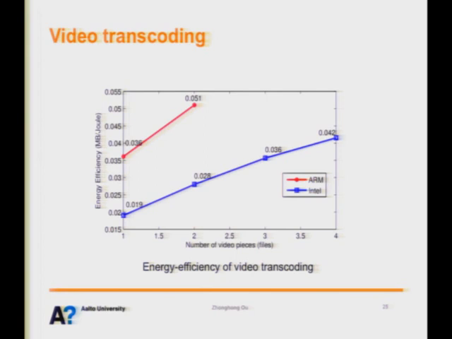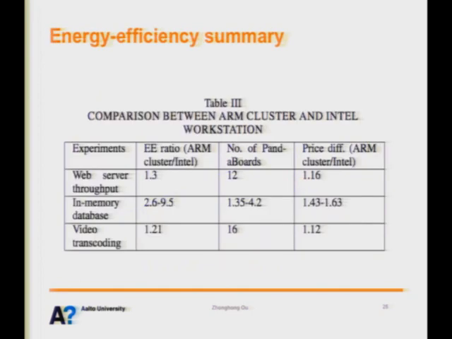And here's the video transcoding. Here the result is not that big, because video transcoding needs a lot of CPU computation, and the ARM processors are not that good at highly intensive computation jobs. So the difference here is around 1.2 or something. Here's a summary of the differences among the two processors. For the web server, it is around 1.3, for the in-memory databases, it's around 2.6 to 9.5, and for the video transcoding, it is around 1.2.